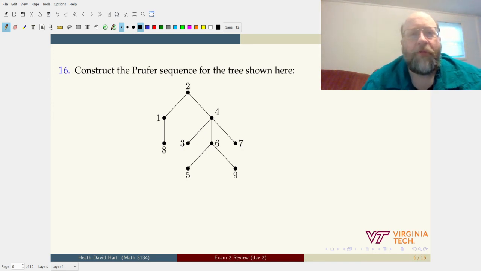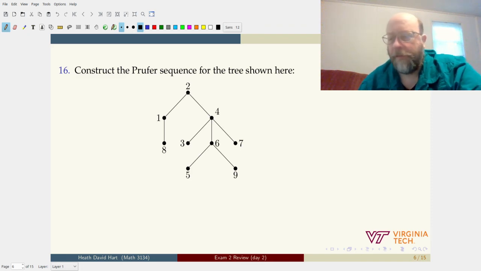Okay, let's construct the proof or sequence for the tree that is shown here. All right. So let's take a look at that.